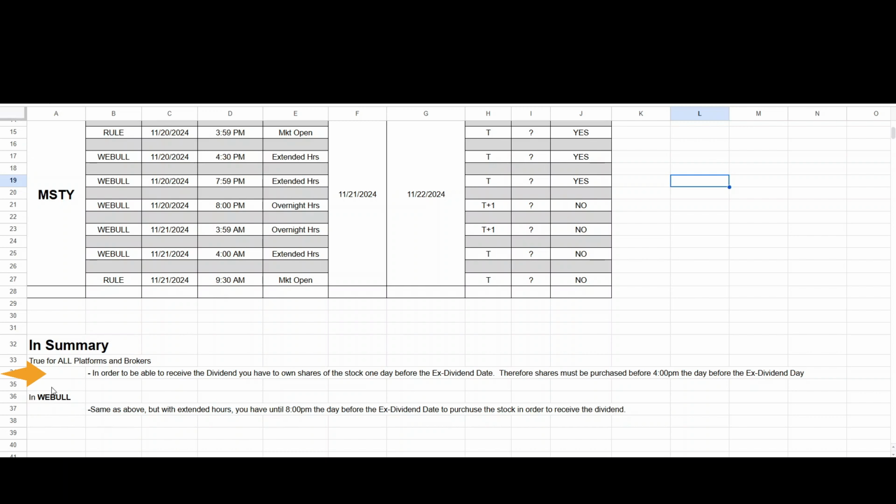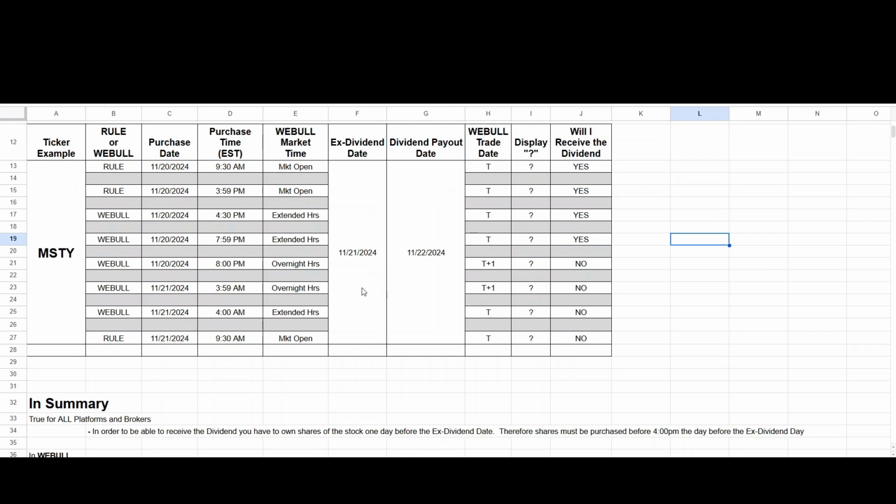Okay, so this is true for all platforms. So therefore, you must own the shares before the X dividend date. And if the X dividend date here is November 21st, you must own those shares before market close of November 20th in order to receive that dividend. Now that is a true statement for all platforms and brokers.